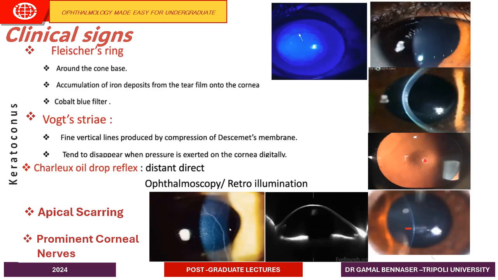Sometimes you will see also apical scarring of the cornea and prominent corneal nerves, as you can see here. There will be prominent corneal nerves. This is not because of abnormalities in the nerves, but due to thinning of the cornea. And this is apical scarring of the cornea, which is associated with thinning of the cornea, which can be documented and seen by anterior segment OCT as well.